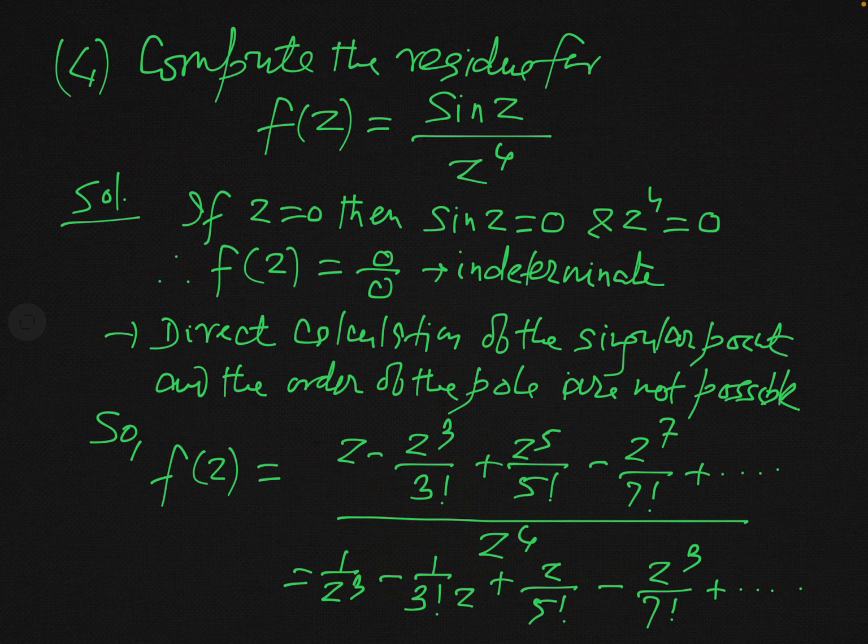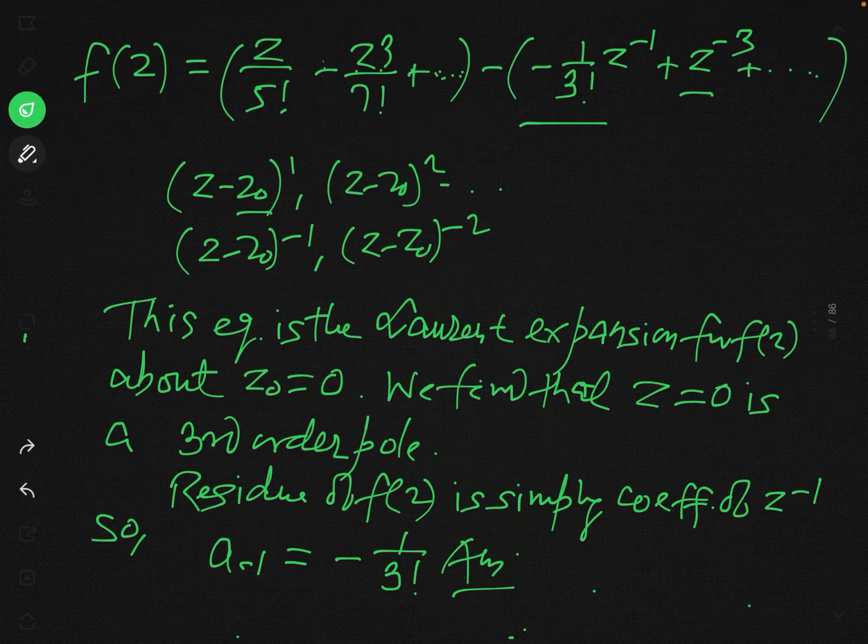Now let us divide each term of the numerator by this factor z to the power 4. So what will be the result? This will be simply z by z to the power 4, which is 1 over z cube, minus z cube by factorial 3 into z^4, that will be 1 over factorial 3 z, and the other terms are z to the power z divided by factorial 5 minus z cube by factorial 7. So you can see actually this series may be arranged in this particular manner.